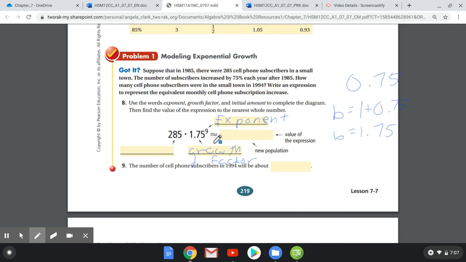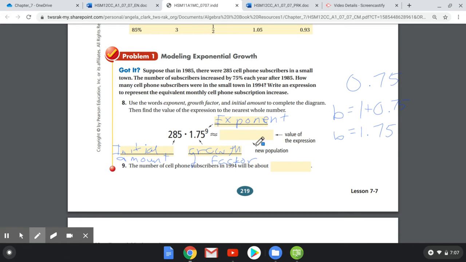And then the initial amount, right, is here. We've talked a lot about that. The initial amount goes in front. I'm so sorry for my handwriting. It's so bad. Initial amount goes there. And then we want to find out what our new value is.